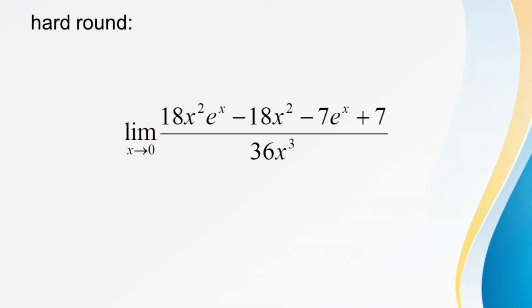For the last round, we will have the most complex one, for it makes you analyze the problem more. The given is, what is the limit of the exponential function 18x squared e to the power of x minus 18x squared minus 7e to the power of x plus 7 all over 36x cubed as x approaches 0? A hint is that you should be able to factor out a binomial. Please pause the video first so you could try answering this problem. After a few minutes, you may play it to see the solution.